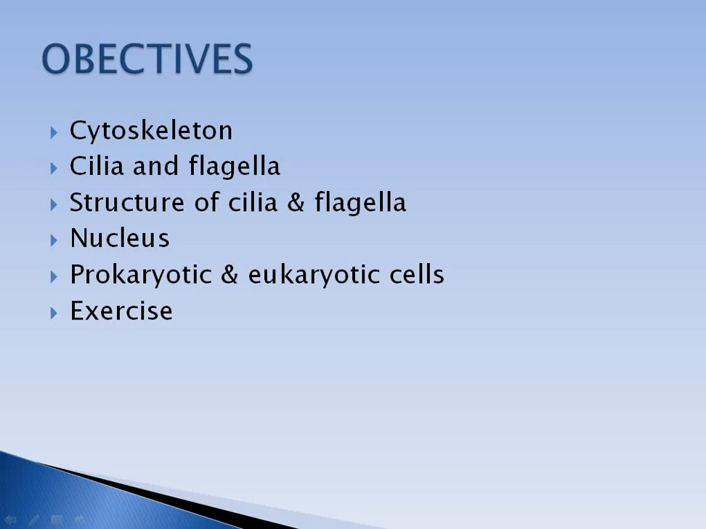In our previous lecture, we learned peroxisomes, glyoxysomes, vacuoles, mitochondria, plastids, structure and functions of chloroplast and centrioles. Our today's objective is cytoskeleton, cilia and flagella, structure of cilia and flagella, nucleus, prokaryotic and eukaryotic cells, and in the end exercise.